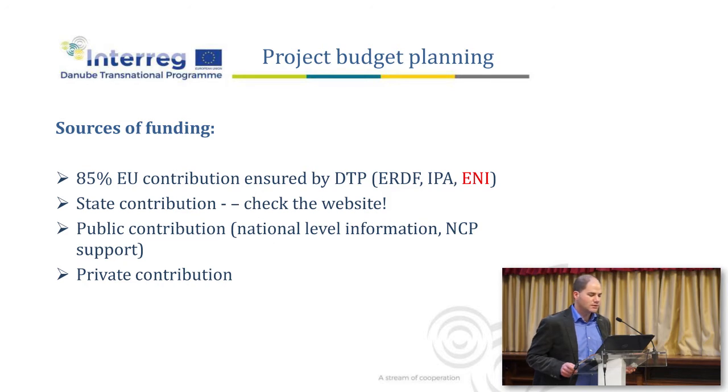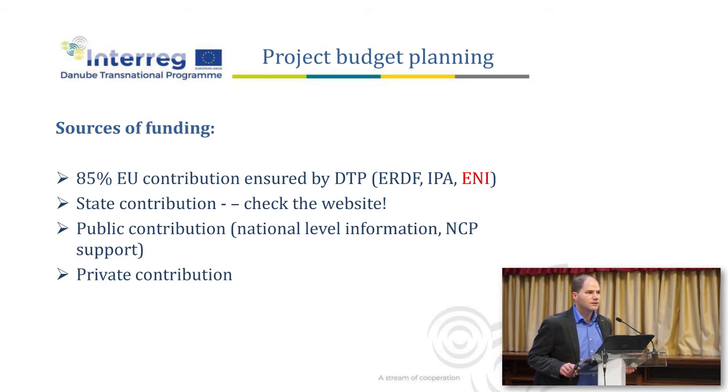The project budget is not exclusively financed by the Danube Transnational Program, and the project activities are not exclusively financed by it. We are covering 85% of the cost. The other 15% has to come from other sources. The 85% contribution provided by the Danube Transnational Program comes from 3 sources: the European Regional Development Fund, the Instrument for Pre-Accession Assistance, and the European Neighborhood Instrument.